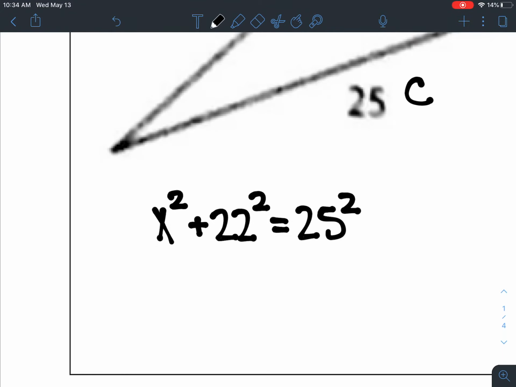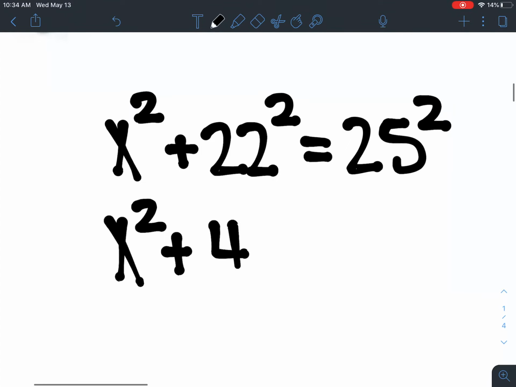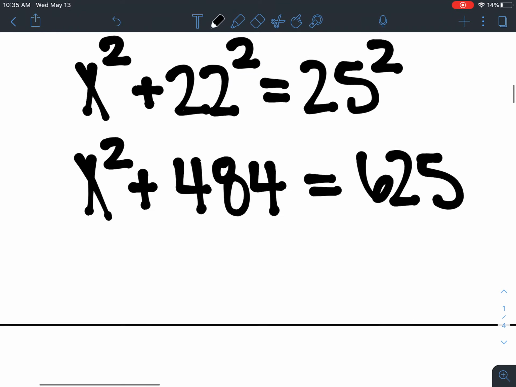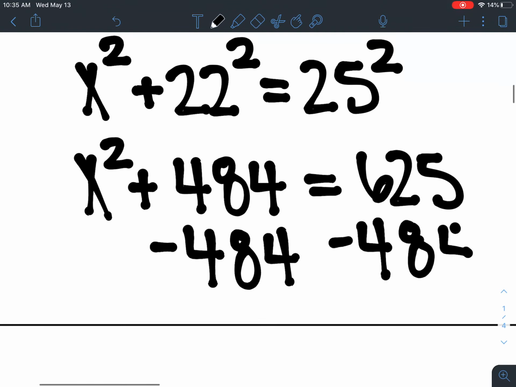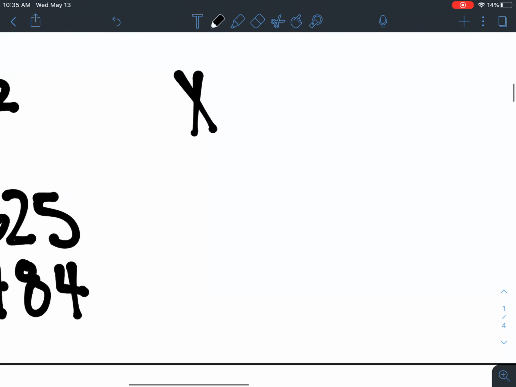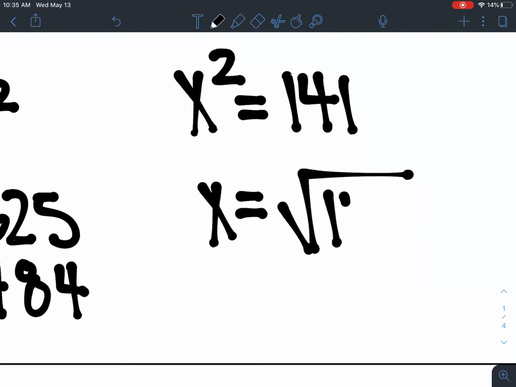We're going to do 22 squared, which is 484. So x squared plus 484 equals 25 squared, which is 625. We're going to subtract the 484, and we get 141. So x squared is equal to 141, which means that x is equal to the square root of 141. I believe that doesn't simplify any further, so that's our final answer.